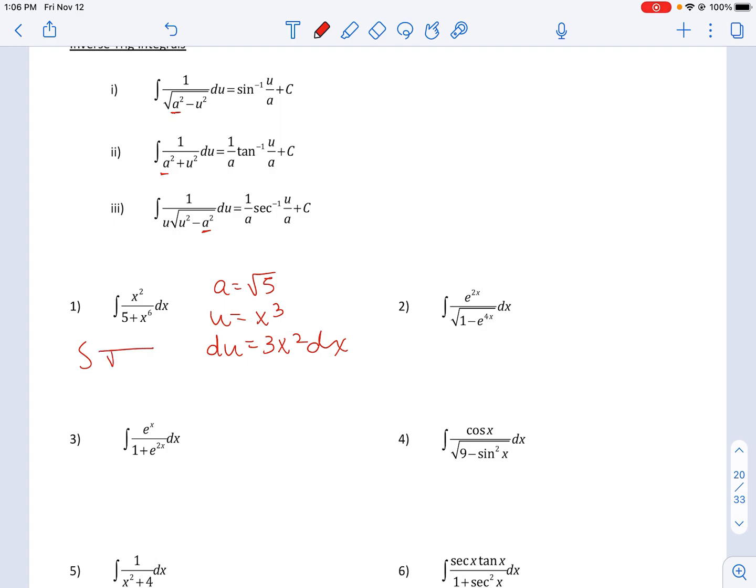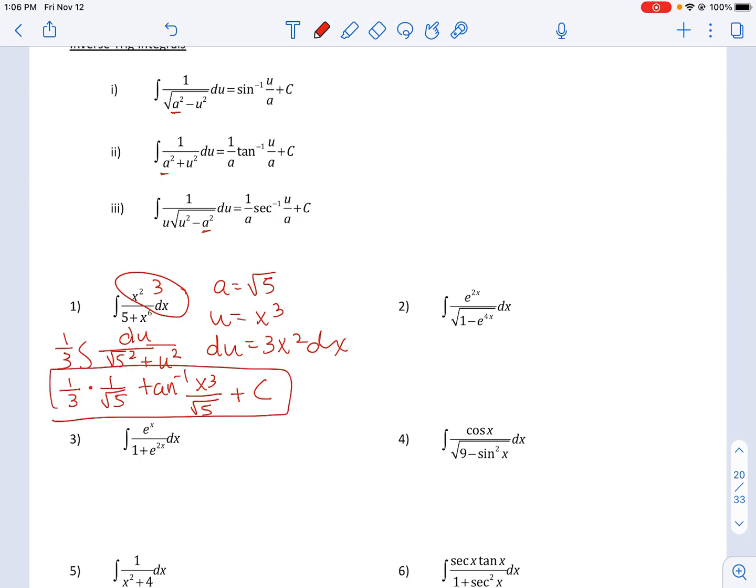So this is your a squared plus your u squared. All of this is your du. The only thing I'm missing is a 3, so that means I need a 1/3 here. So then just following the pattern, this is really your arctangent. The 1/3 stays in the front. 1 over a arctangent of u over a plus c.